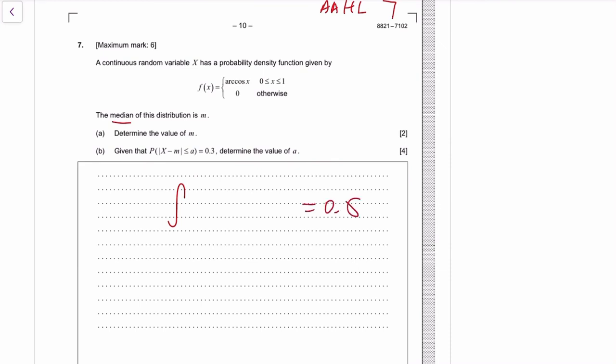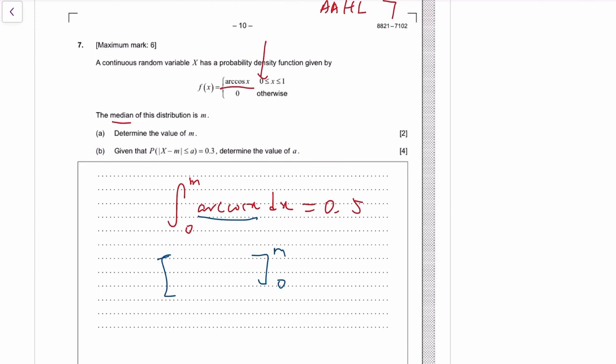When would the area under the PDF be half? The PDF is this. That means you integrate arc cosine from the lowest bound up to some value, and you are supposed to get half. One way to do this would be to actually integrate arc cosine, put in m, minus put in 0, and then solve that equal to 0.5. Probably at that point, you'll use a GDC.